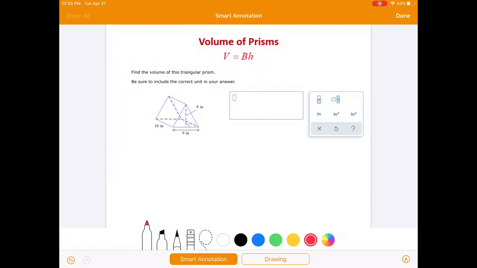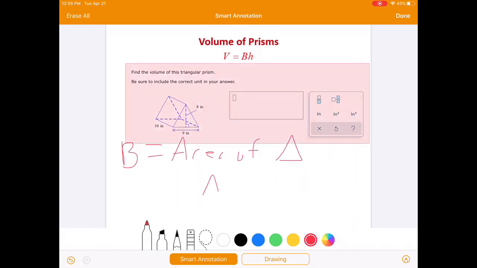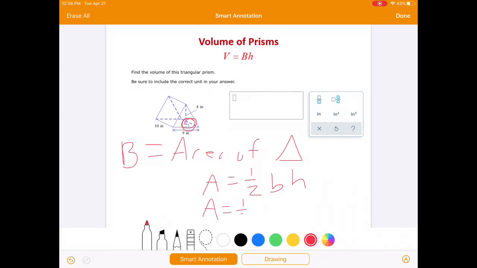All right, so first of all, capital B here, we're looking at the area of a triangle. And the area of a triangle, if you remember, is 1/2 base times height. And when we're looking for the base and the height, we look for that right angle. Whatever two dimensions make up that right angle are what we're going to use for our base and our height here. So the area is 1/2 times 9 times 8.